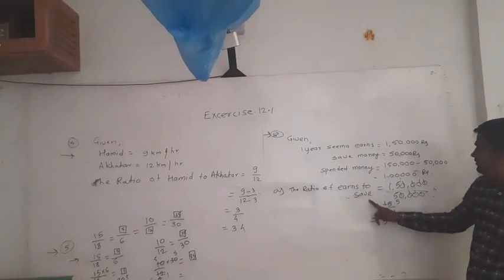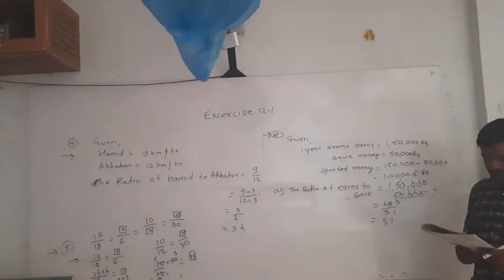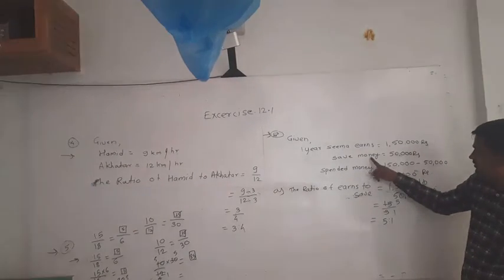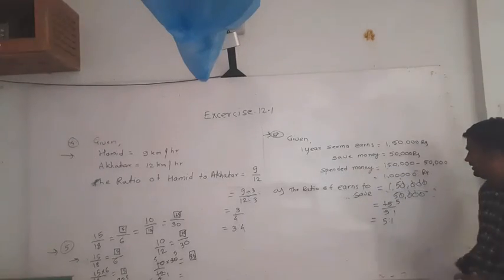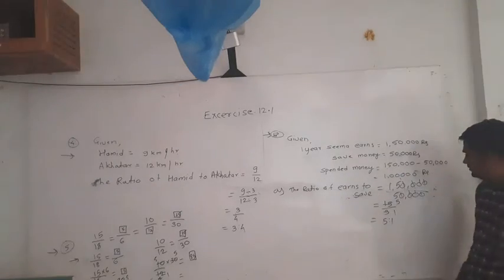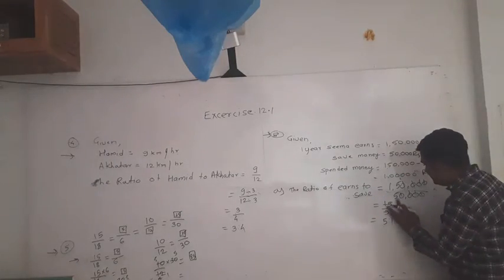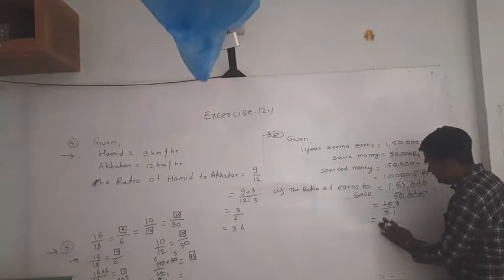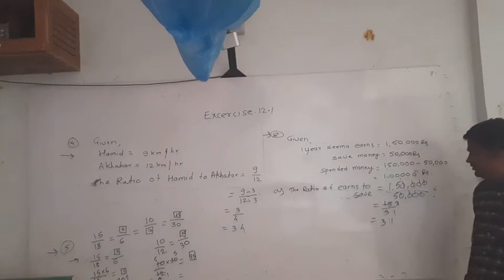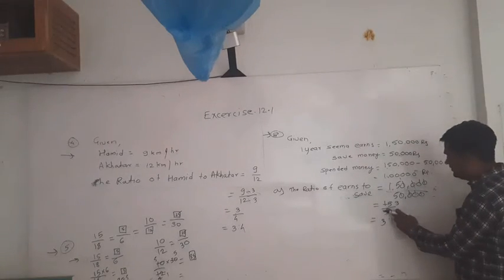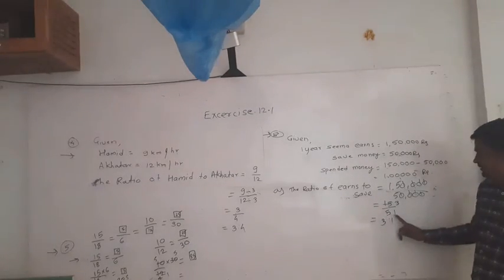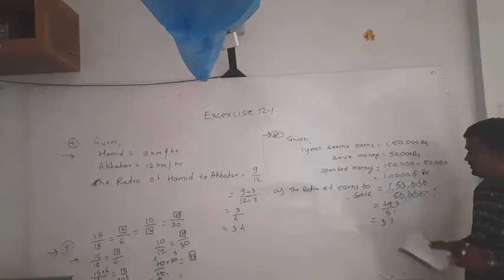The ratio of earning to saving money. If the question is the ratio of saving to earning, the answer comes different. 5 threes are 15. So what is the answer? 1:3. By mistake it is happening; 5 ones are 5, 5 threes are 15.